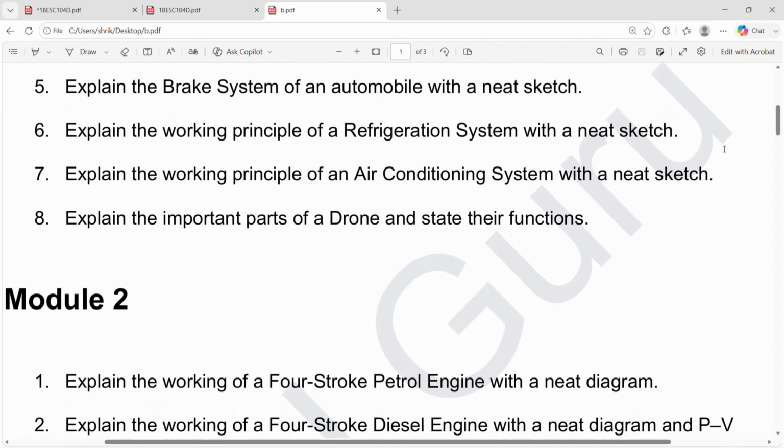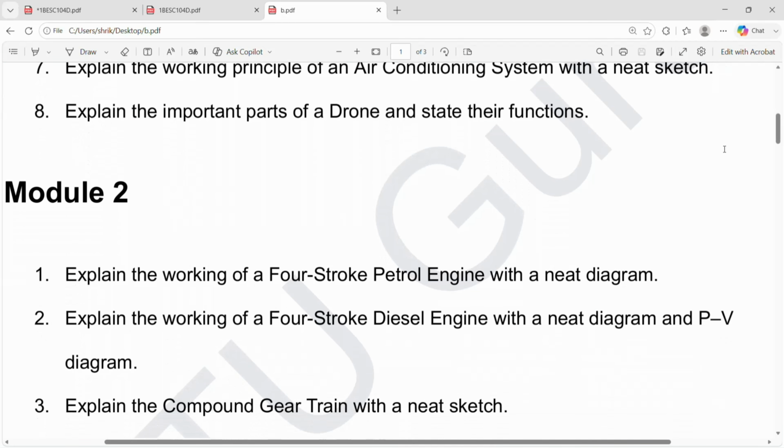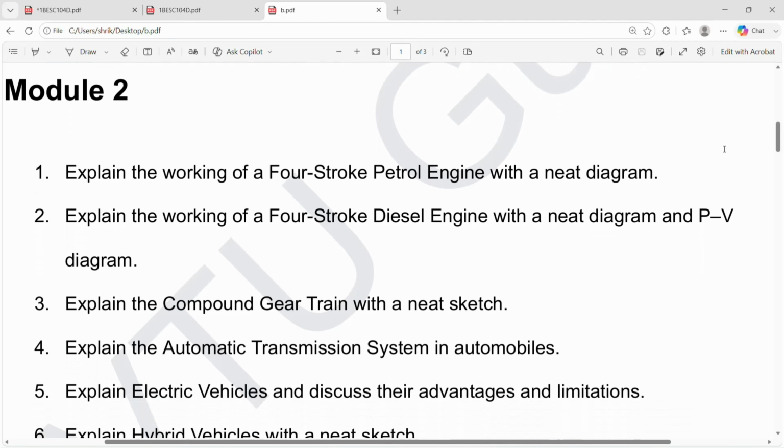Next, Module 2. Explain the working of a 4-stroke petrol engine with a neat diagram. Explain the working of a 4-stroke diesel engine with a neat diagram and PV diagram. Explain the compound gear train with a neat sketch. Explain the automatic transmission system in automobiles.